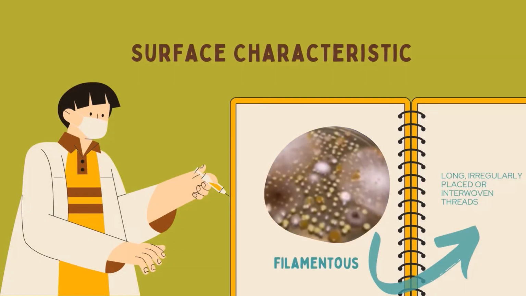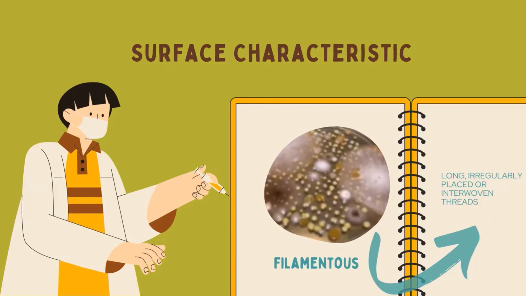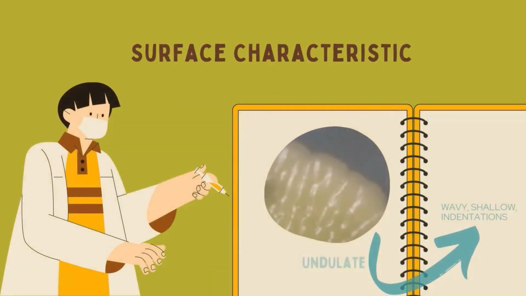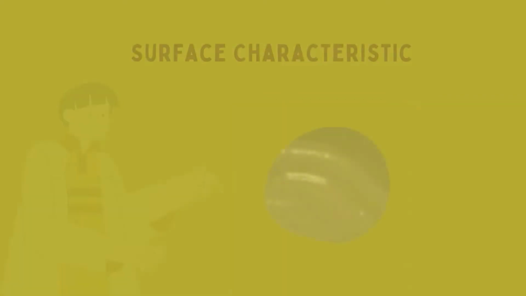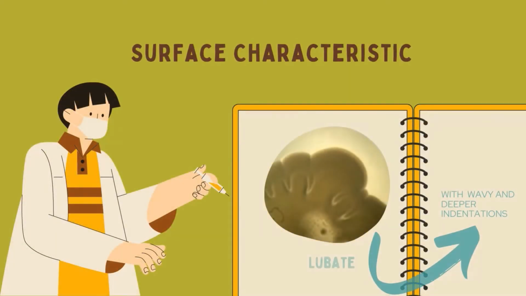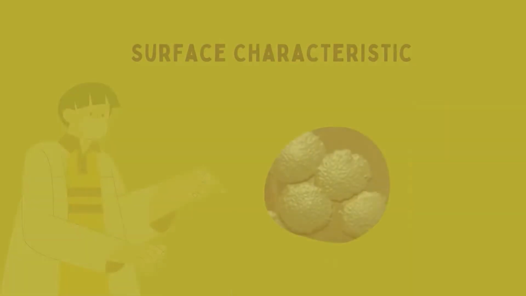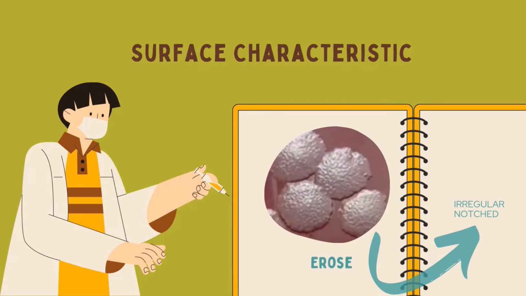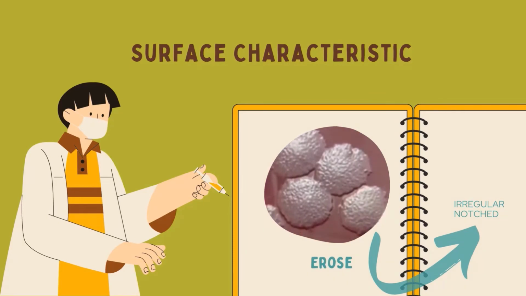Filamentous, long, irregular placed or interwoven threads. Undulate, wavy, shallow indentations. Curled, parallel chains in wavy strands. Lobate, with wavy and deeper indentations. Erose, irregular notch.